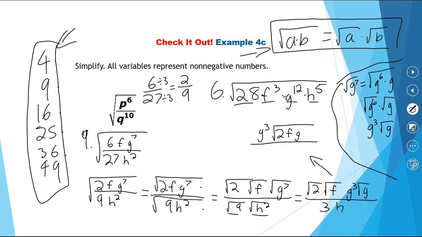And then at the bottom, of course, you have 3h. I can't really do anything else. So there's my final answer again for number 9.